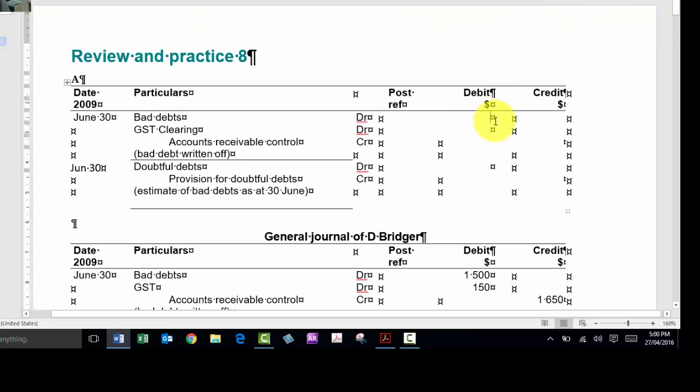So in the first instance, $1,500 worth of bad debts, that's a debit. Remember that when we've made the original sale, we would have credited GST clearing, therefore we have to debit that back, and the total amount of debt that we've got to credit to accounts receivable control was $1,650. Initially when the sale was made, it would have been debits accounts receivable $1,650, GST clearing $150, and the sale $1,500. But that's gone bad. Therefore, we've got the reversal in terms of the bad debt.